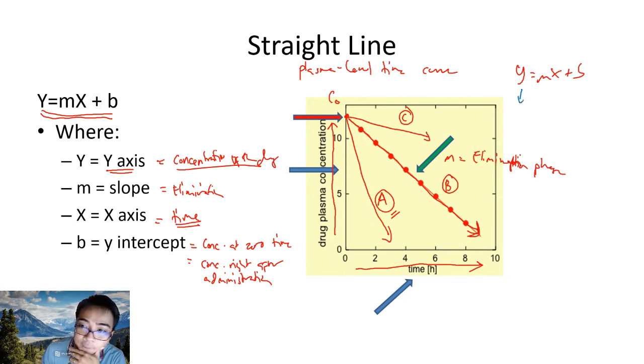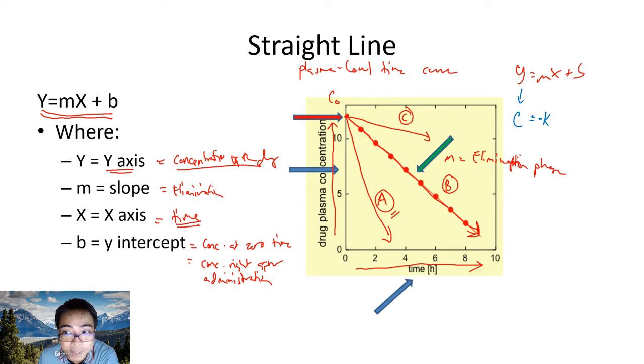Now, let's try to replace, therefore, class, the data here. Y here would be the concentration. Let's just label it as C. Equals M would be the slope, right? So let's just replace it, class, as K. Now, you have to add here, class, a negative sign. For what purpose? Ang purpose ng negative sign niyan, class, would indicate that the line is going down.